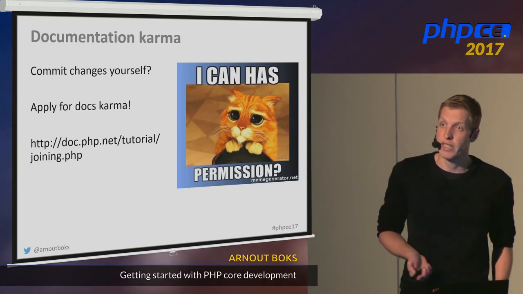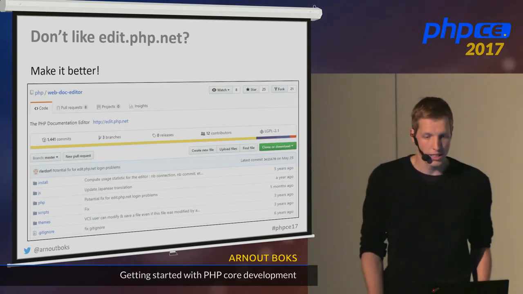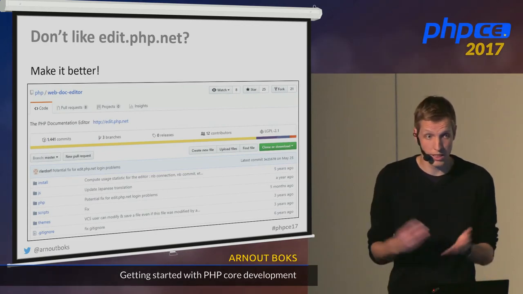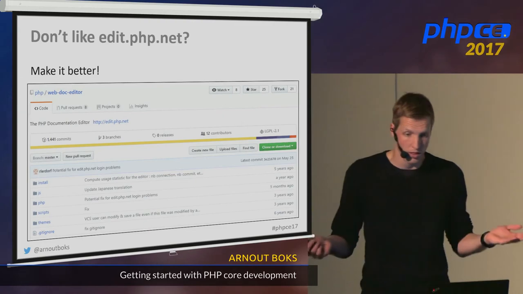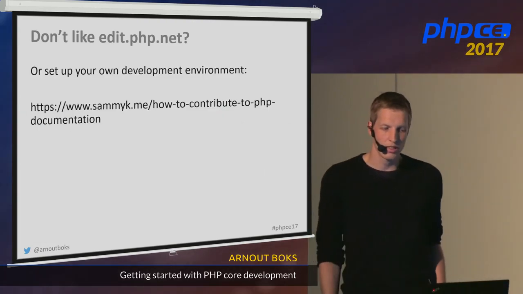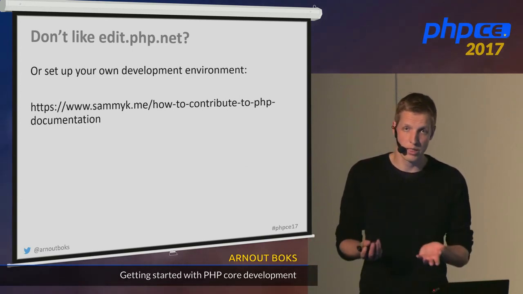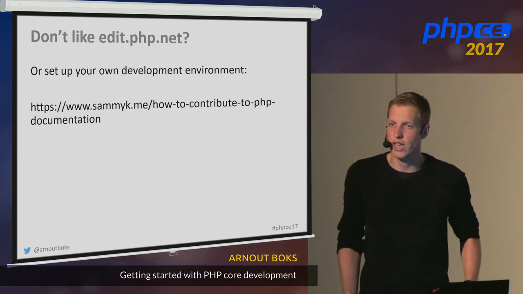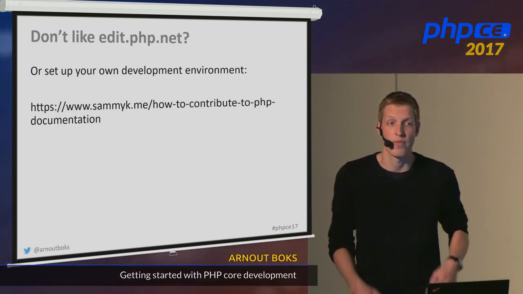If you don't like edit.php.net, which is totally understandable, you can make it better. It's just a tool written in PHP, and it's hosted on GitHub. So you can just fork it and make your changes and submit a pull request. Or you can set up your own documentation development environment, which involves cloning a few GitHub repositories, also with the PHP websites. And there's an excellent tutorial online about how to do this. So you can make your changes locally and test them and then commit.